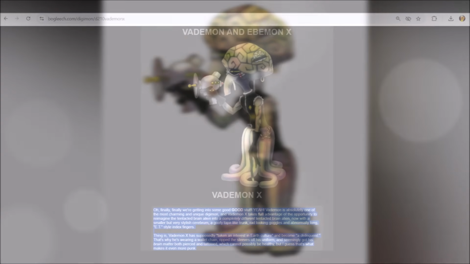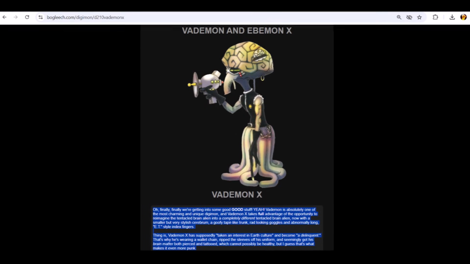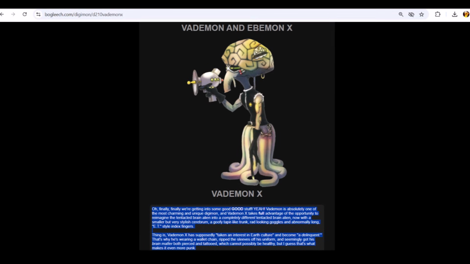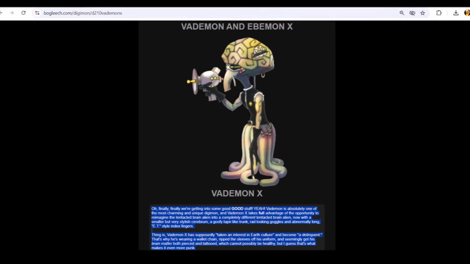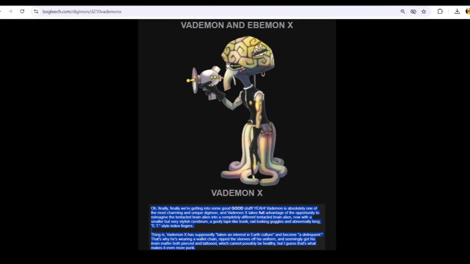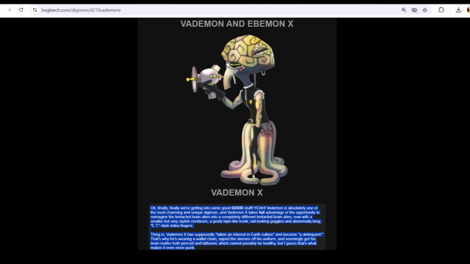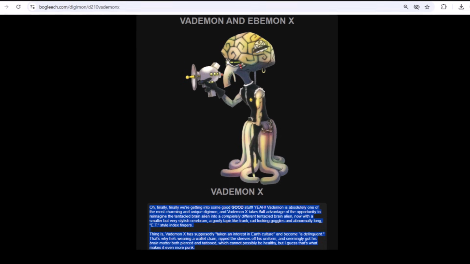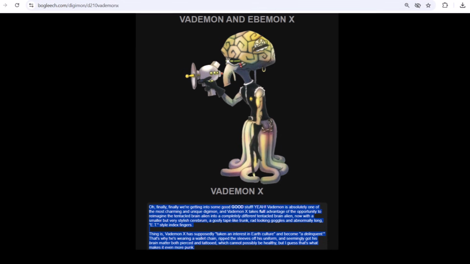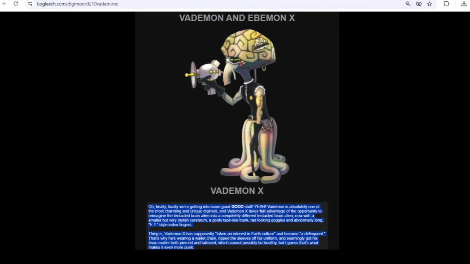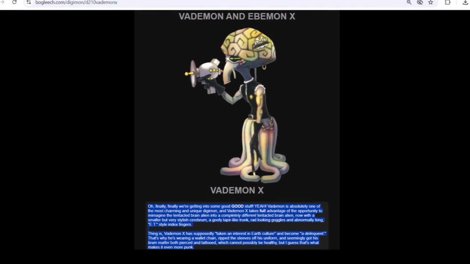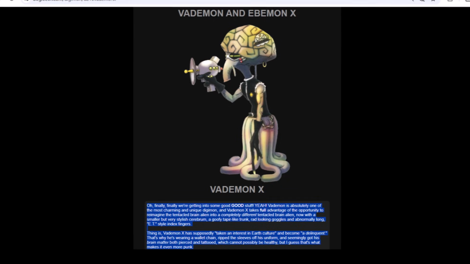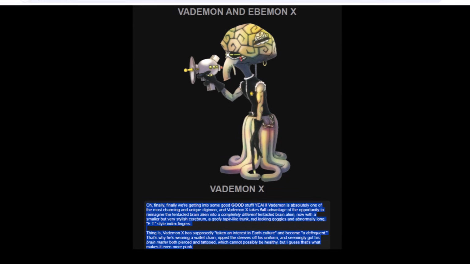Here goes. Oh, finally we're getting into some good stuff. Yeah. Vademon is absolutely one of the most charming and unique Digimon, and Vademon X takes full advantage of the opportunity to reimagine the tentacled alien brain into a completely different tentacled alien brain, now with smaller but very stylish cerebrum, a goofy tapir-like trunk, rad-looking goggles, and abnormally long ET-style index fingers.